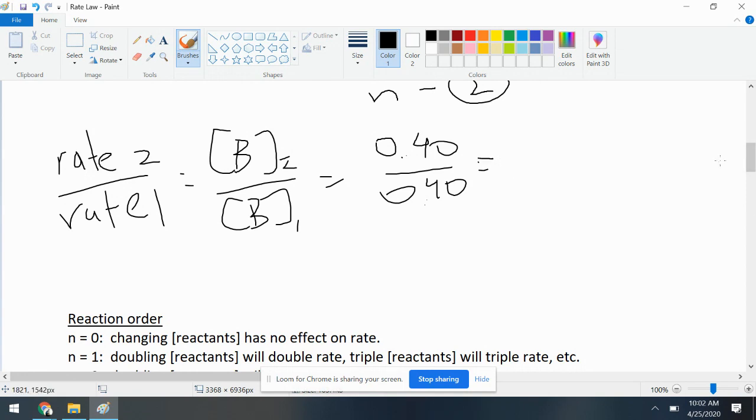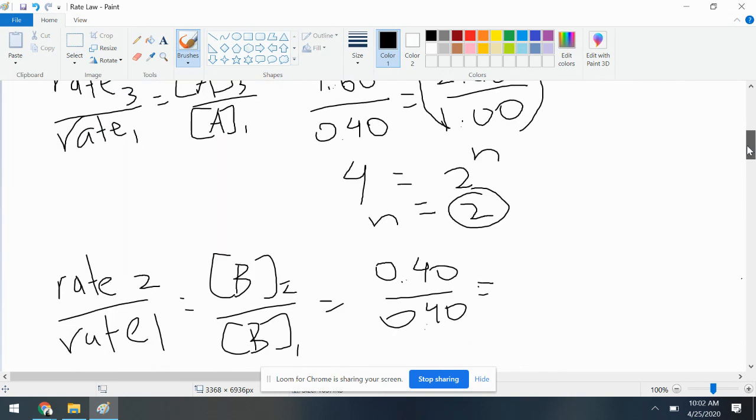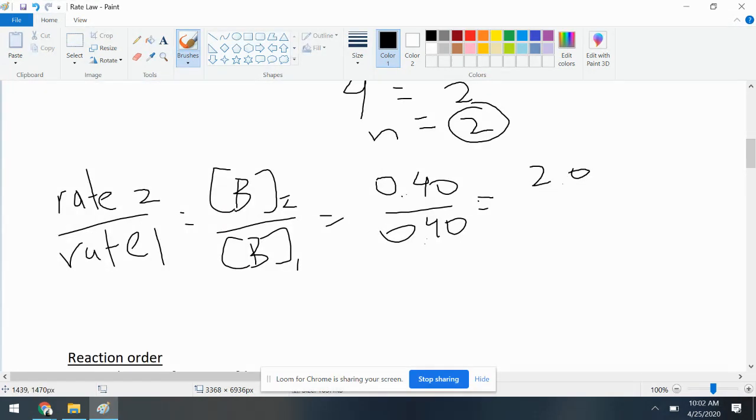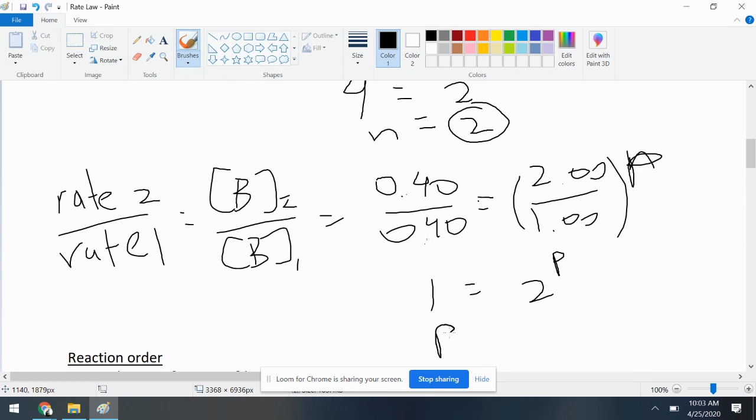Then it looks like you're doubling the concentration. Let's see. Yeah, 1.00. So 2.00 over 1.00. Okay, power of P this time instead of n. So 0.40 divided by 0.40, that's going to give you 1. 2.0 divided by 1.0, that's going to give you 2 to the power of P. So P again is your reaction order. Based on this, if you solve for it, P has to be what? Has to be 0, right? Because 2 to the power of 0 should give you 1. Okay, so there you go. Our reaction order for B is going to be 0.